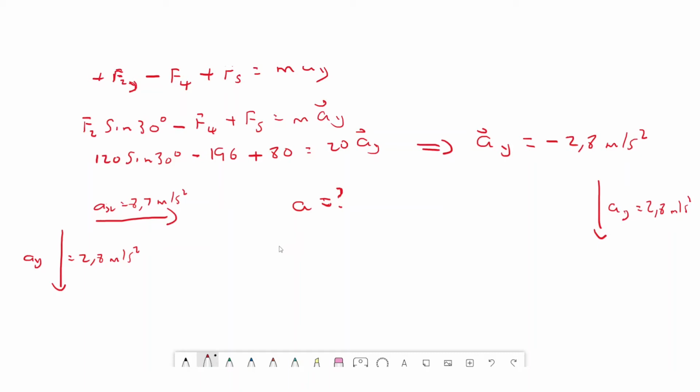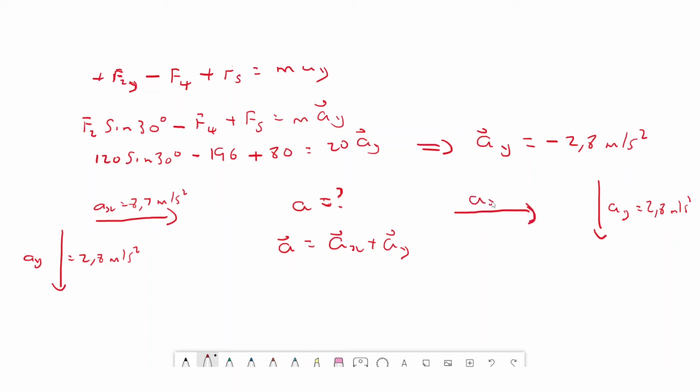And I know that if I take the vector A, it's going to be vector AX plus vector AY. So these two, when I add them together as vectors, they are going to give me the total acceleration. So how is that acceleration going to look? I have the vector AX going that way. So start with the one in the X direction.